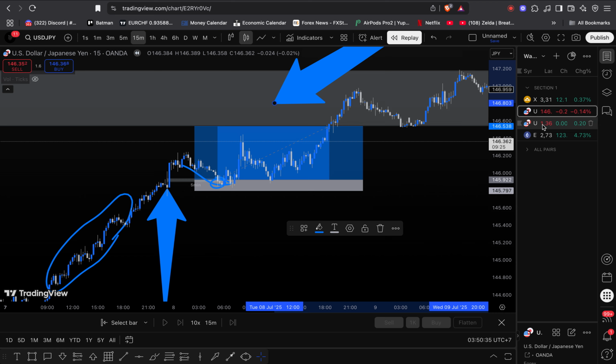I trade UJ, UCAD, Ethereum, gold, Euro, Swiss franc, and GJ.